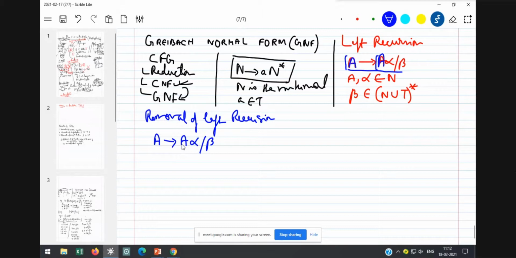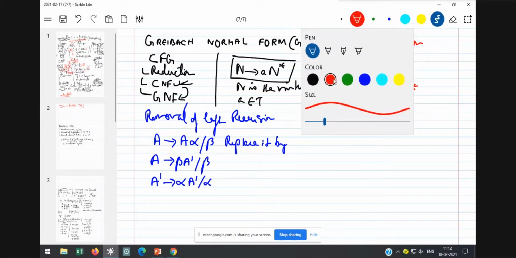If you find a left recursion of this kind, then replace it by A replaceable by beta, new non-terminal beta. Then for this new non-terminal, insert alpha, new non-terminal, then alpha. Let it be. Whatever I have written here, let it be as it is for the time being.